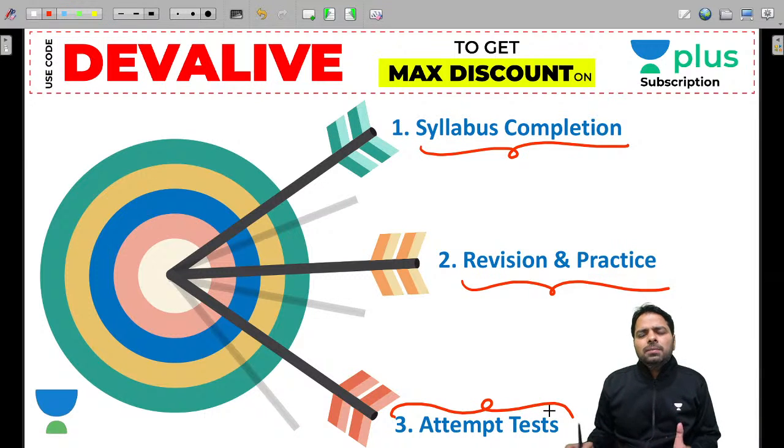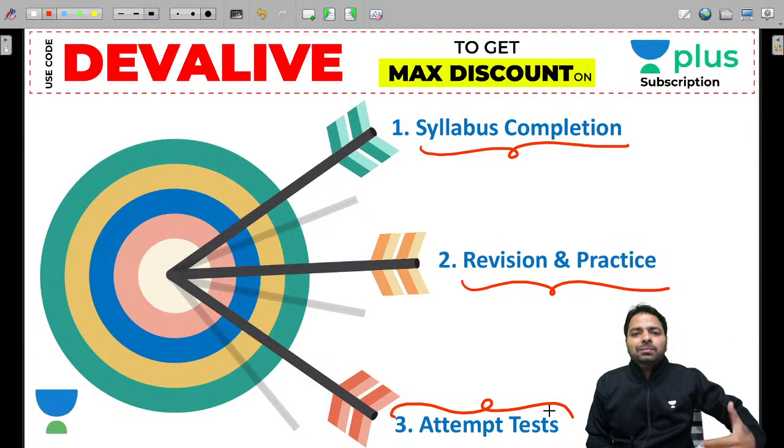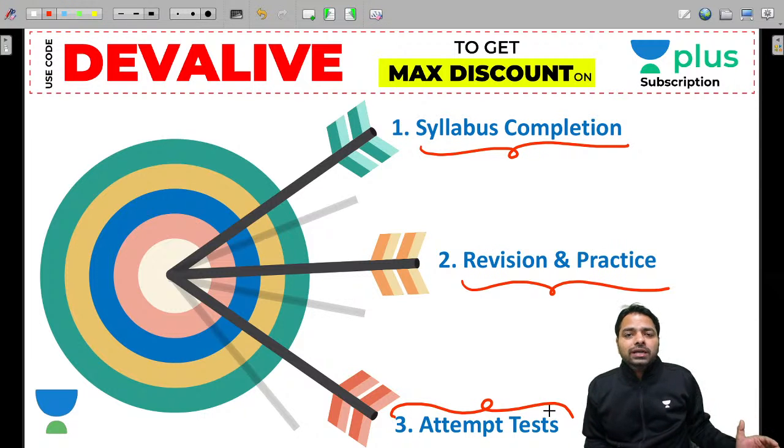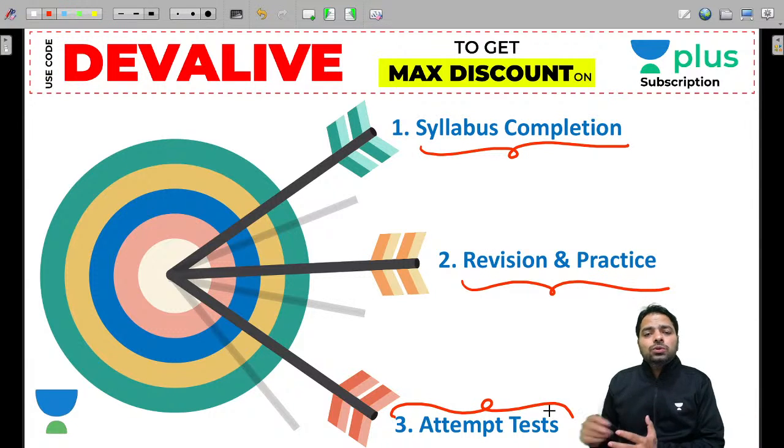If anybody has not completed the syllabus, it's okay. But those subjects which are completed, you can try, right? You can try giving the tests. So you will know how many marks you are getting and how many mistakes you are making and how to correct them.